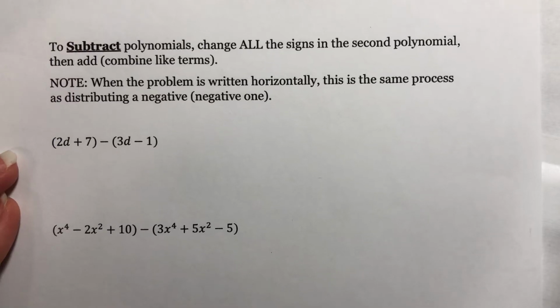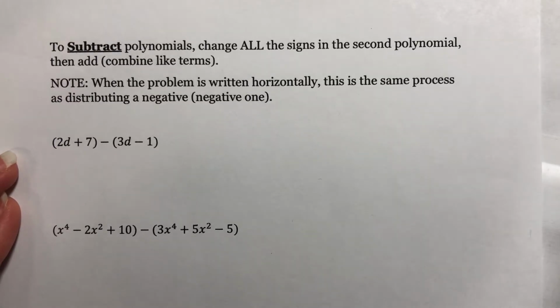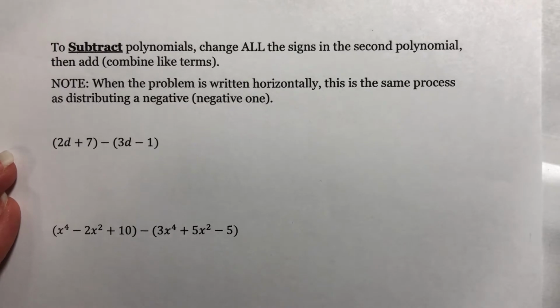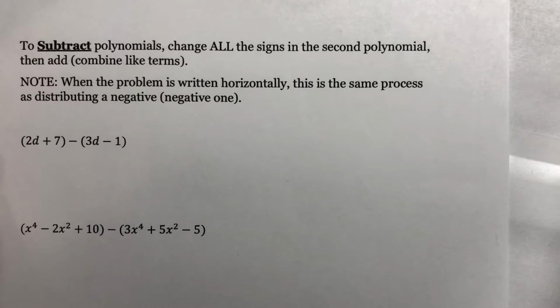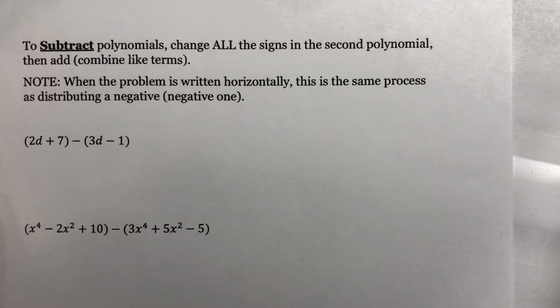Part 2 of section 5.3, adding and subtracting polynomials. We did adding in the first part, now we're going to talk about subtracting. All right, to subtract polynomials, you're going to change all of the signs in the second polynomial and then add, which is combining like terms, okay?